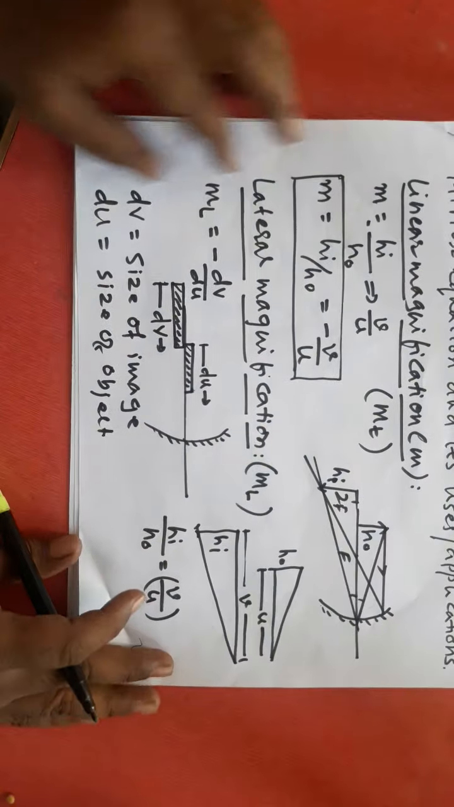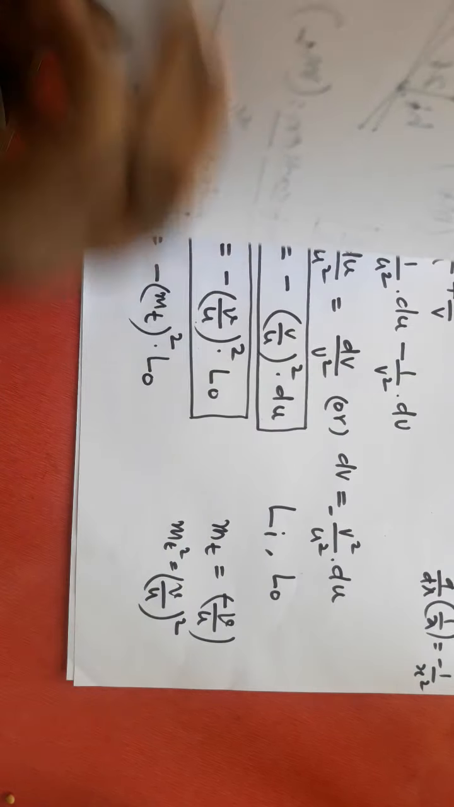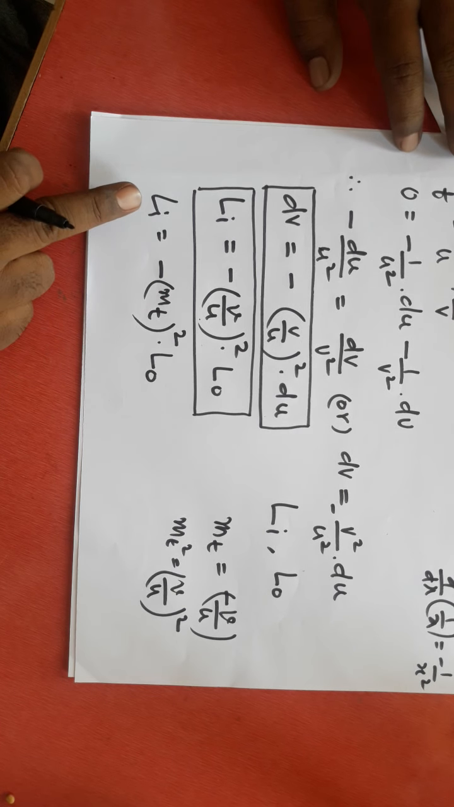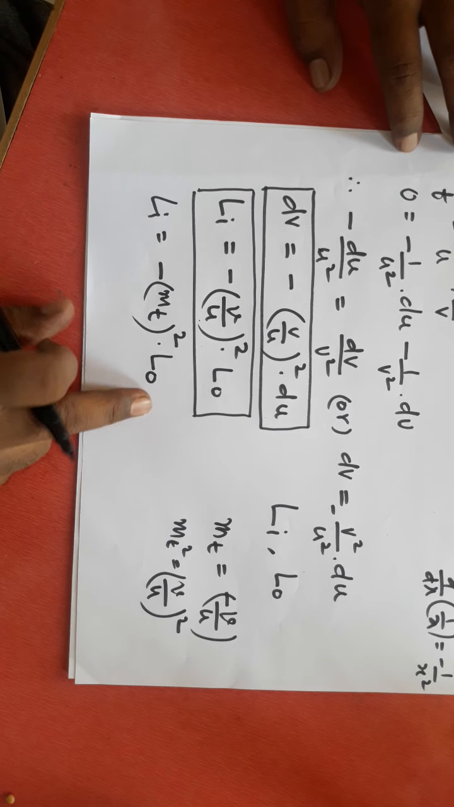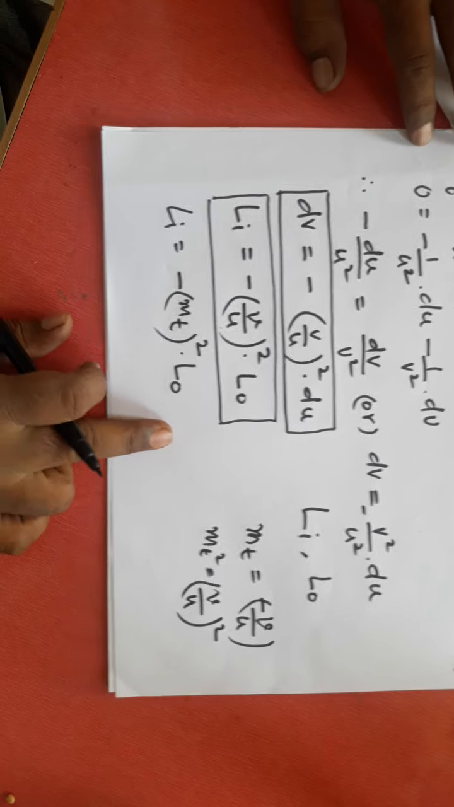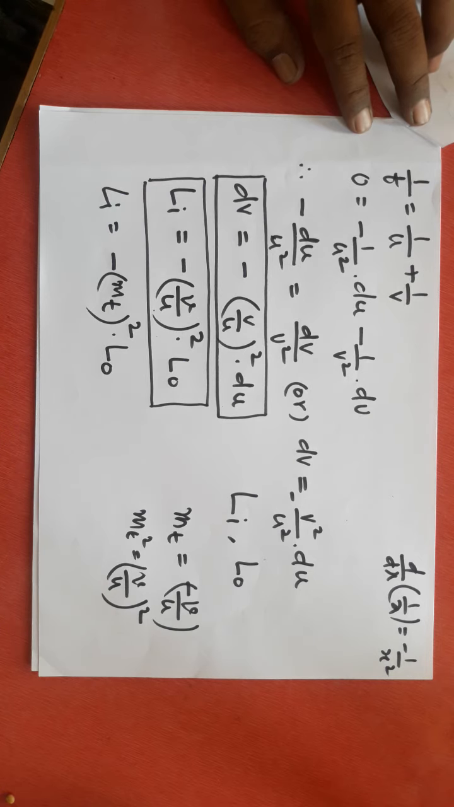One more type of magnification that we use is called areal magnification. What is areal magnification? Once you observe, the first one is linear magnification and this is lateral magnification. What is the formula of the image size? Image size is equal to minus mt square into object length or object size. These equations are used when lateral magnification is given or when the object is placed along the principal axis.